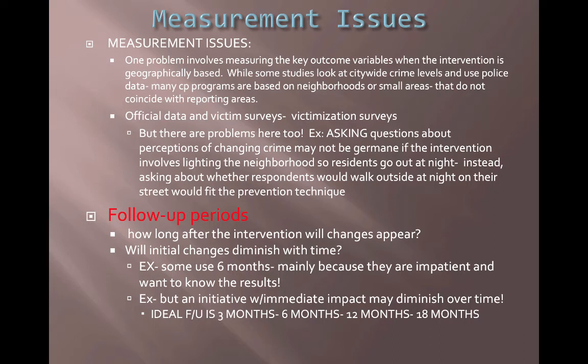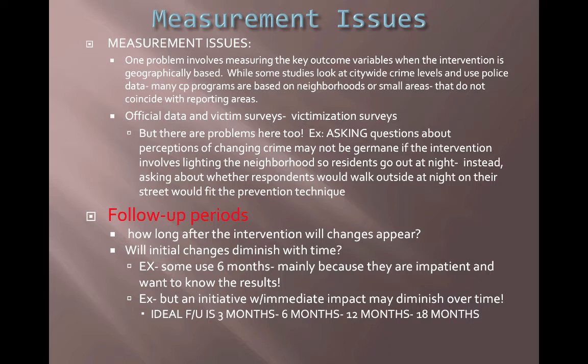We also look at measurement issues. One problem involves measuring the key outcome variables when the intervention is geographically based. While some studies look at citywide crime levels and use police data, many crime prevention programs are based on neighborhoods or small areas that do not coincide with reporting areas. Also, there are problems with official data and victim surveys. Asking questions about perception of changing crime may not be germane if the intervention involves lighting the neighborhood so residents go out at night.